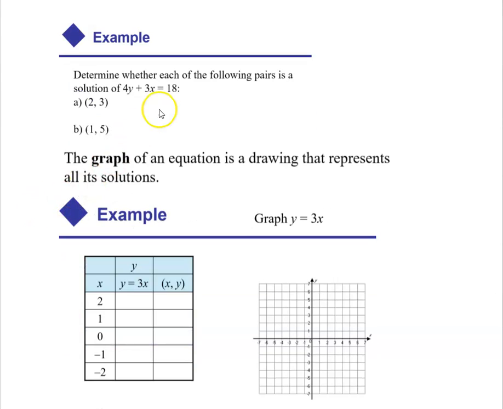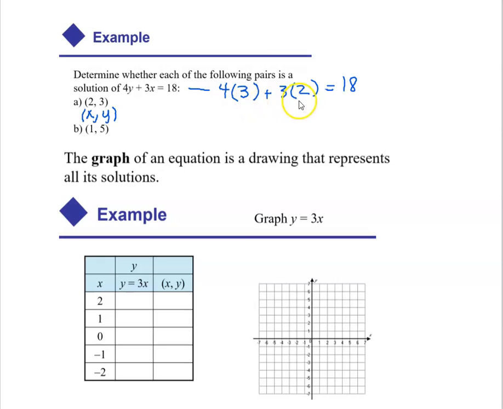So I want to determine whether each of the following pairs is a solution of 4y plus 3x equals 18. We kind of talked about this already, but the first coordinate is x and the second coordinate is y. So I'm going to take my equation, and wherever I see a variable, I'm going to put parentheses, just leave it blank. Okay, and so to figure out if this is true, since this is 4 times y and y is equal to 3, I would put a 3 here. And 3 times x and x is equal to 2, I'm going to put a 2 here.